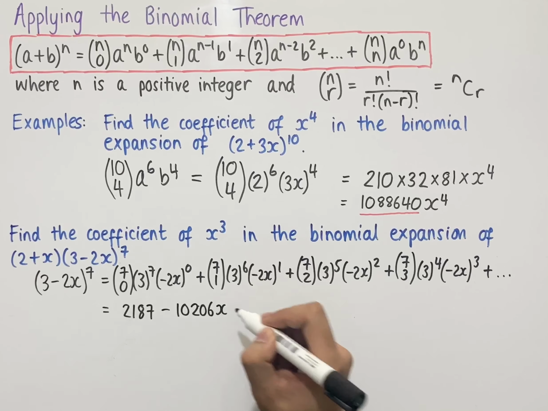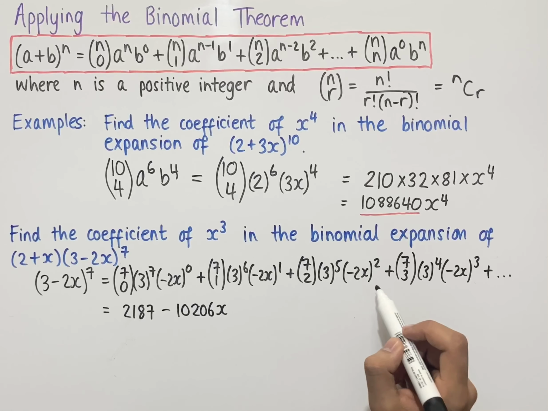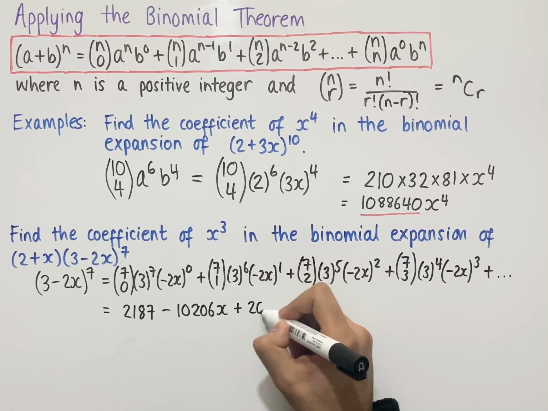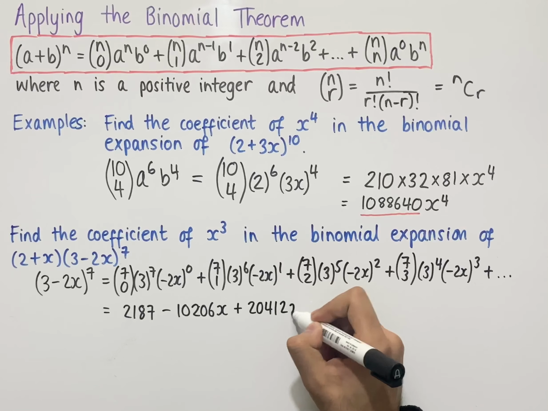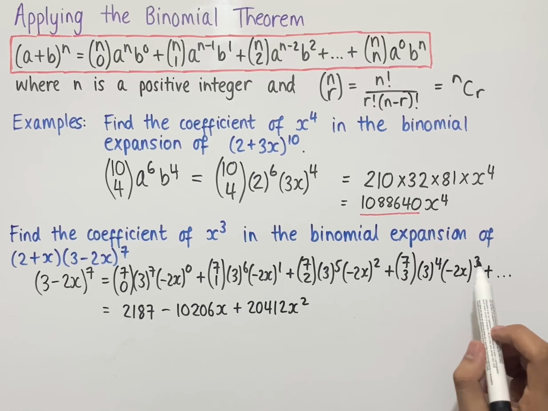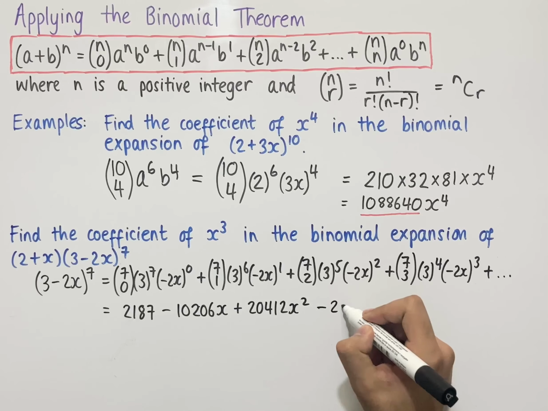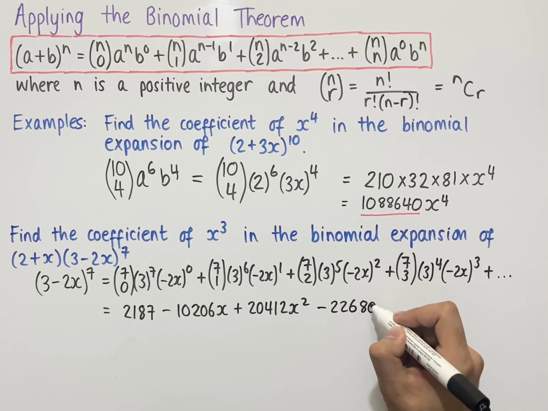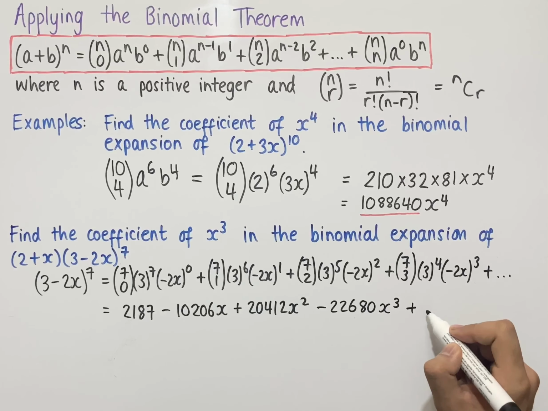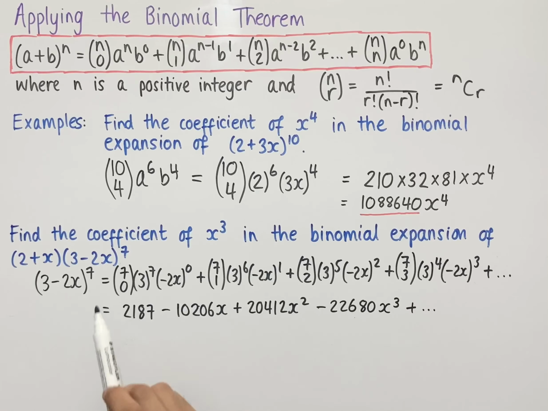Then for the next term, 7 choose 2 multiplied with 3 to the power of 5 multiplied with (−2x) all to the power of 2 gives us 20,412x squared. And then 7 choose 3 multiplied with 3 to the power of 4 multiplied with (−2x) all to the power of 3 gives us −22,680x to the power of 3. And the rest of the terms we're going to write using an ellipsis to indicate that there are other terms for this expansion left over.